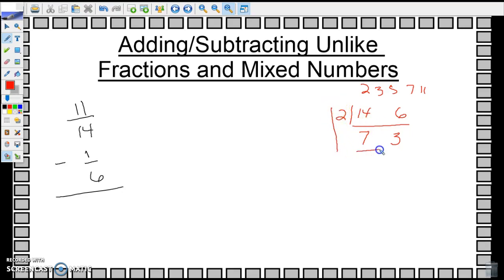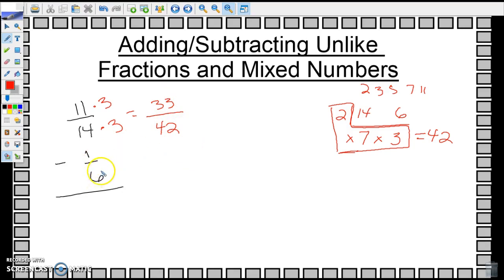So I'm going to place an L around all of this on the outside, and I'm going to multiply these. So I get 2 times 7 is 14, 14 times 3 is 42. So my common denominator is now 42. So I'm going to come back over here and rename my parts. So I'm going to take 14 times 3, and what I do to the bottom, I have to do to the top, because 14 times 3 is 42. And then 11 times 3 is 33. So 11/14 has been renamed to 33/42.